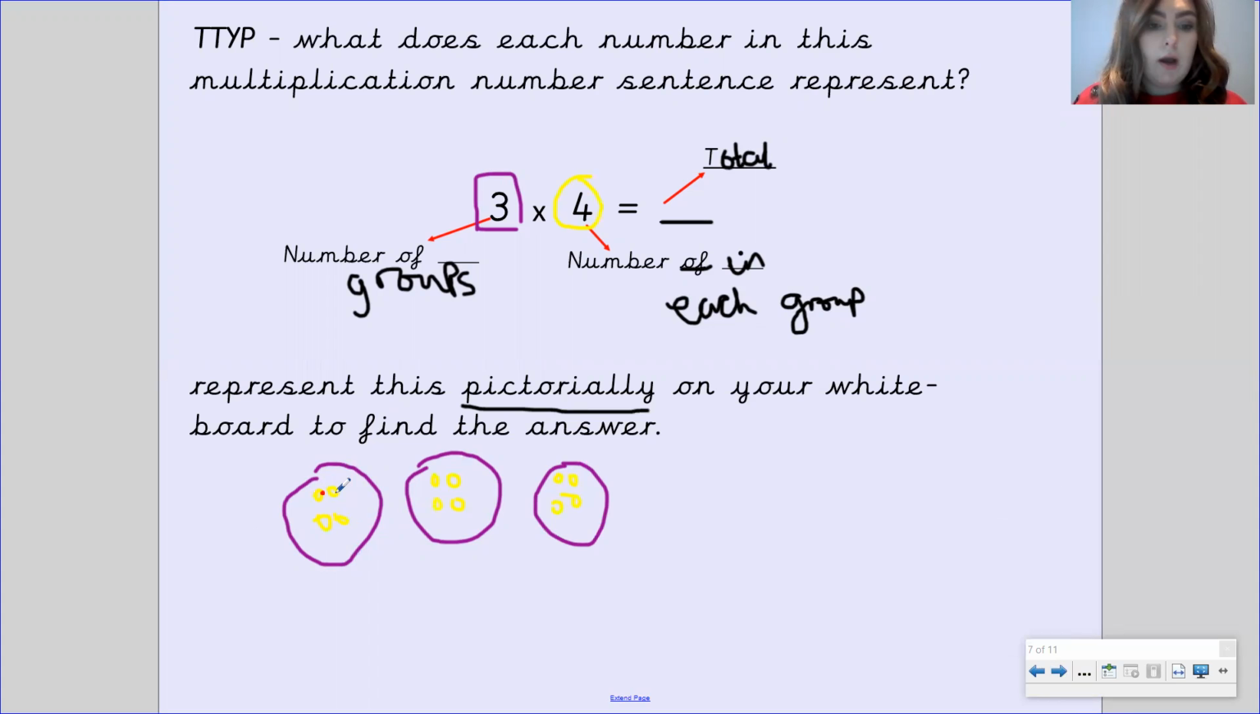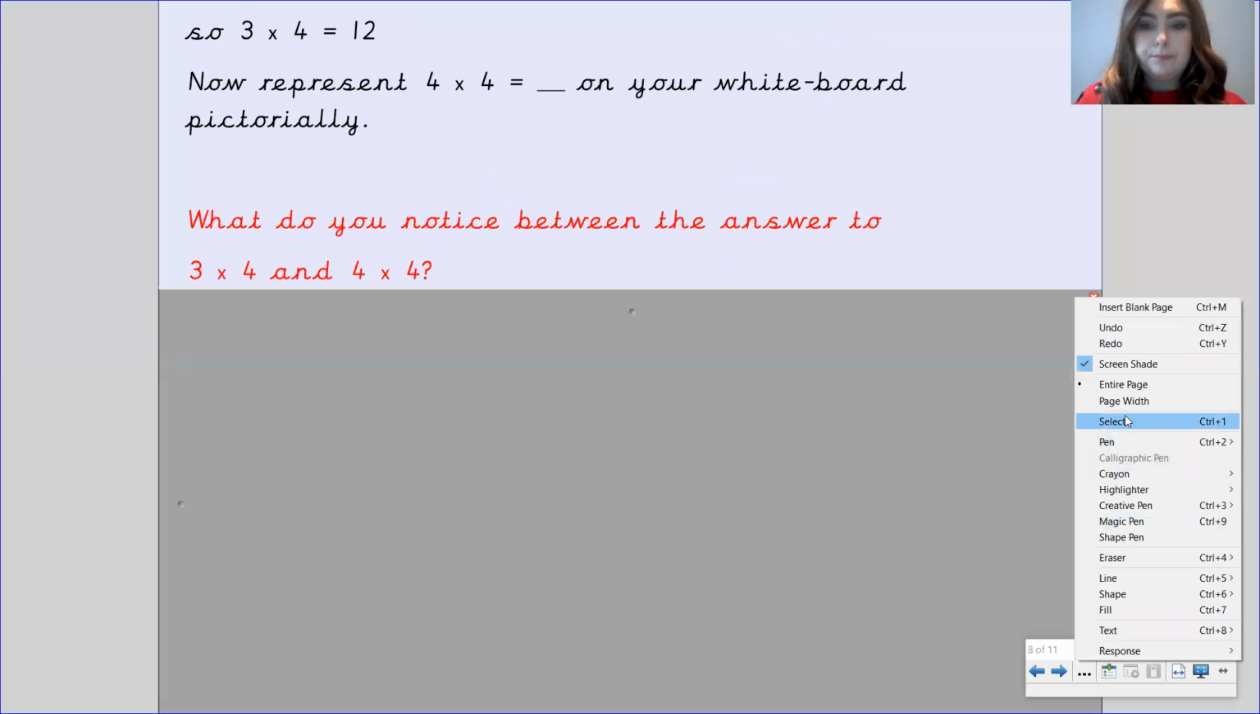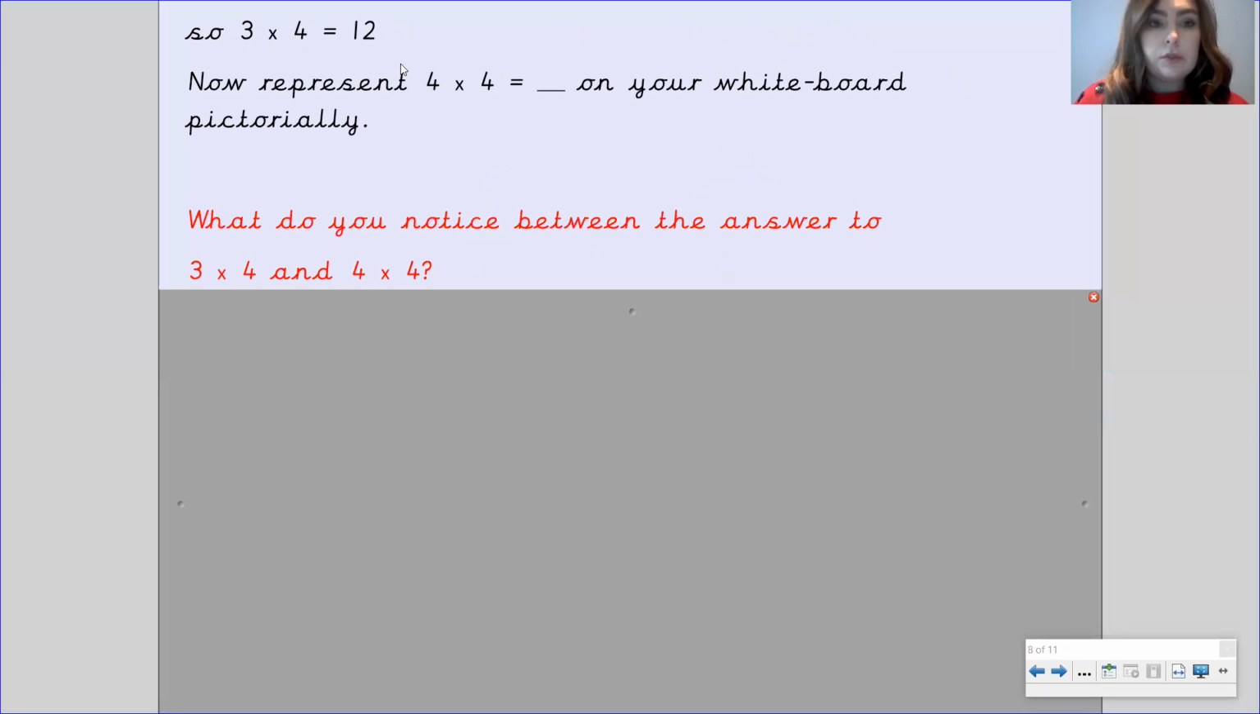So we've got 1, 2, 3, 4, 5, 6, 7, 8, 9, 10, 11, 12. So my total, my answer is 12. Well done if you got that correct. Okay, so we can see here that 3 times 4 equals 12.